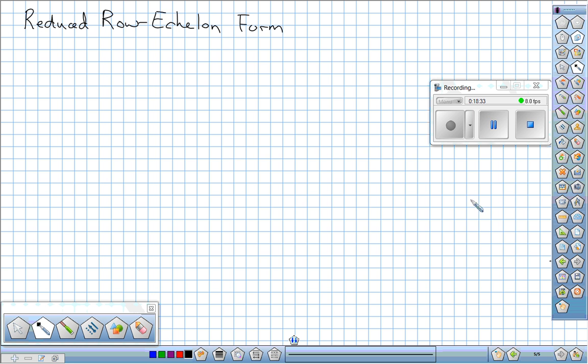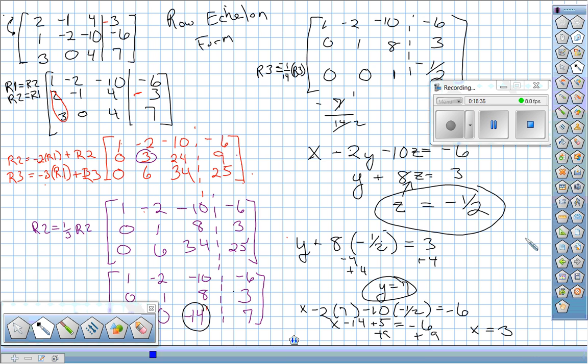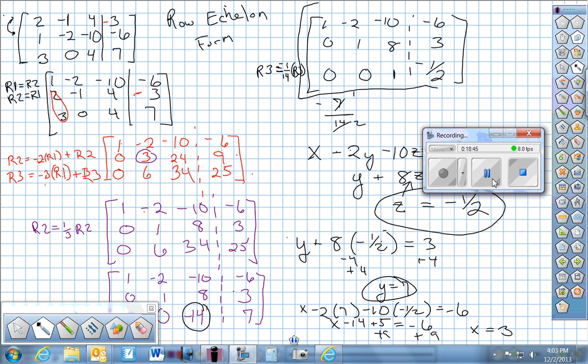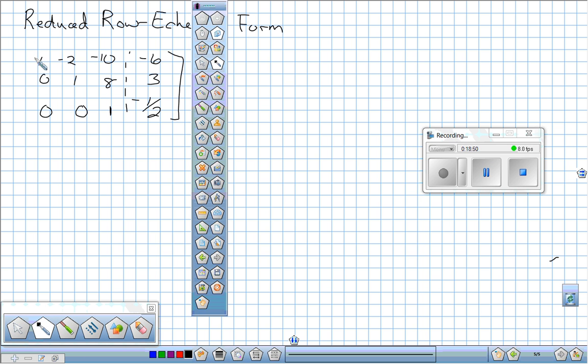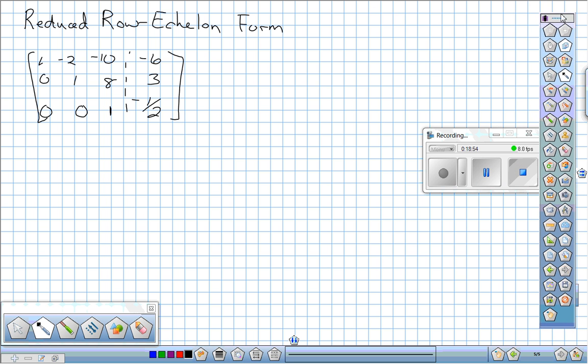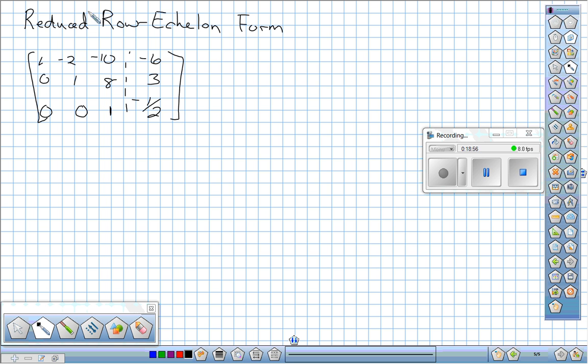So if I just take my old stuff that I had over here, I'm just going to copy this over to my next page. So just go ahead and rewrite this equation right here, or the matrices, I mean. Okay, so then I have the same matrix, and the one that I had here was just the row echelon form. It wasn't a reduced one.